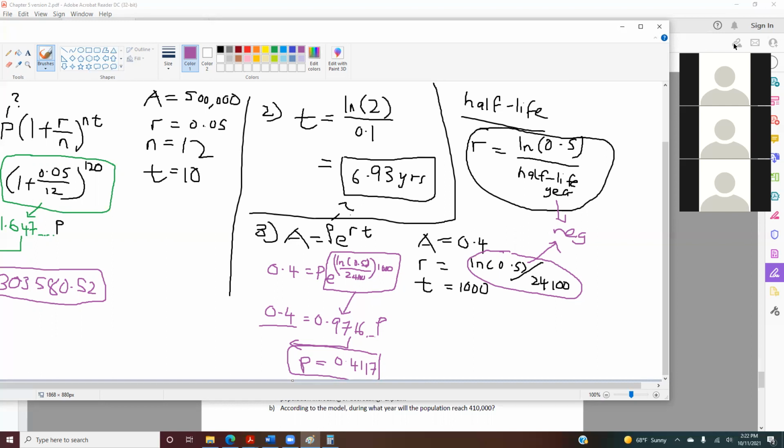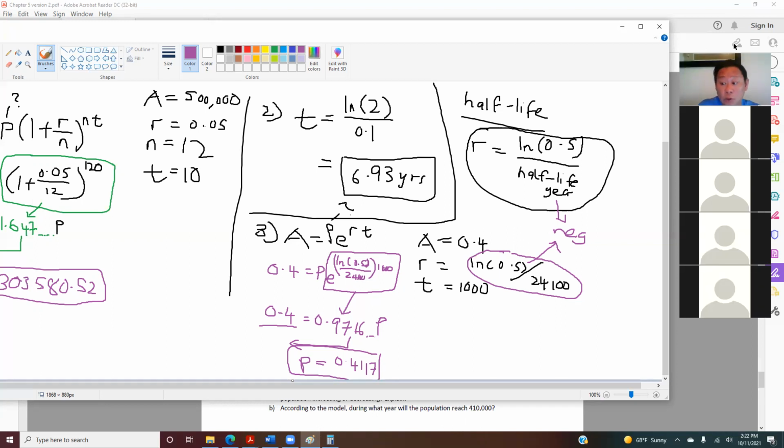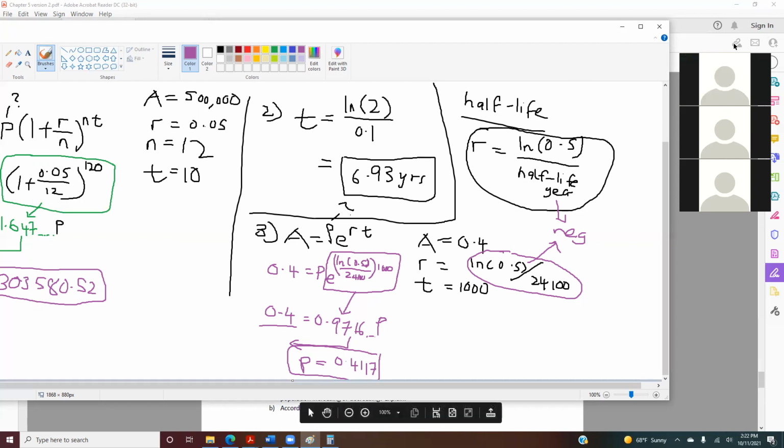Class, please take out your calculator and start punching, because if you don't get this right in your test, you will lose 5 points easily. This is 5 points in your test.